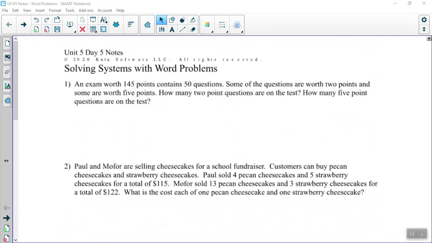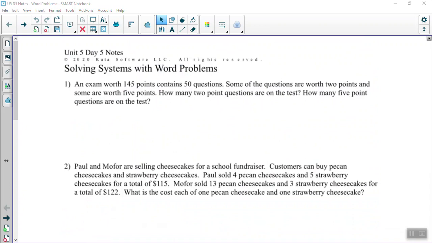Alright, so let's take a look at number 1. Before I even read it, the first thing you should do is read through the whole problem. Then go back and look at what the actual questions are. We're going to use those to identify what our variables should represent. Then we'll go back and reread the rest of the question to write our 2 equations.